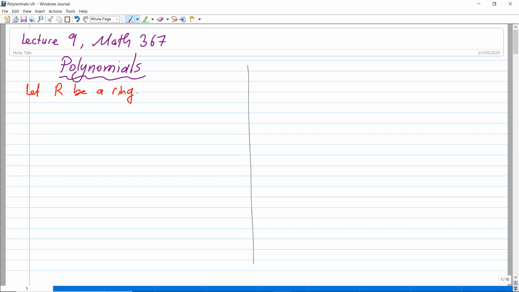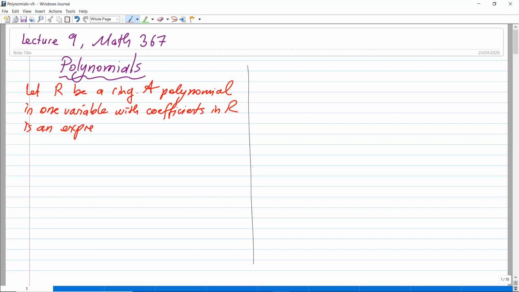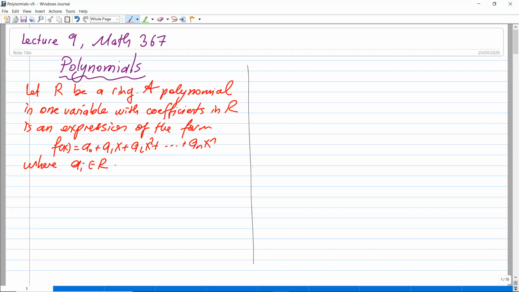Let's give some intuitive idea. A polynomial in one variable with coefficients in R is an expression of the form f(x) = a0 + a1 x + a2 x squared + ... + an x to the n, where the ai's are from the ring R, and an is not 0, and x is a variable.